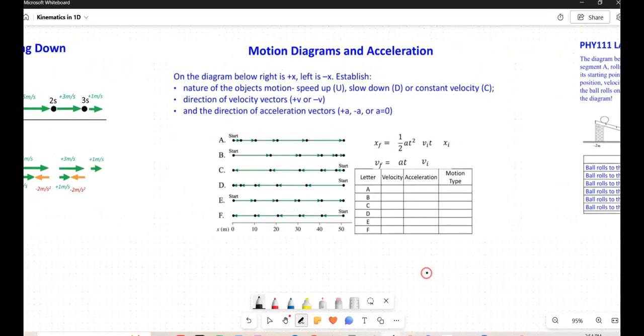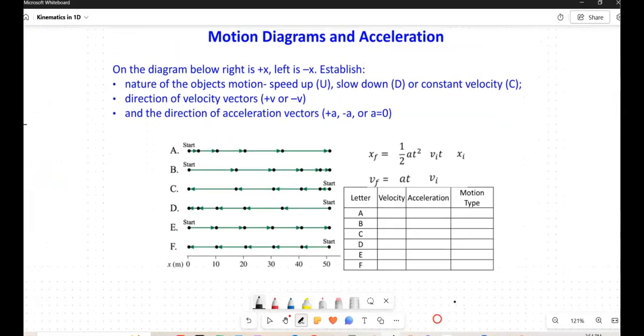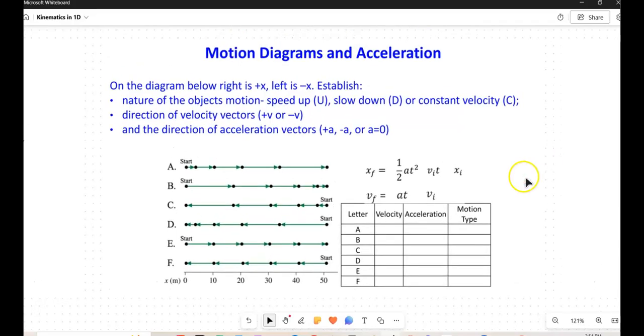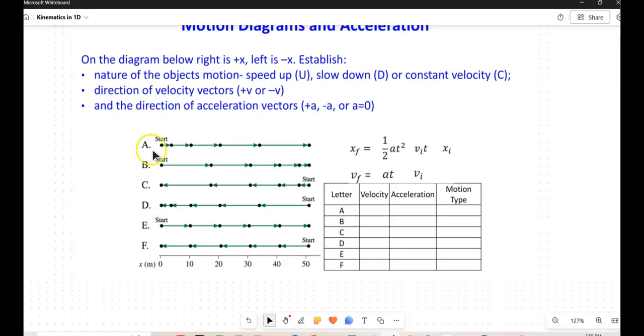Since we learned about motion, let's try seeing if you could spot speeding up and slowing down. Here are 6 motion diagrams, where the starting position is at 0. So this is just regular motion diagrams. In between each dot is 1 second. So for A, you've got 0 seconds, 1 second, 2 seconds, 3 seconds, 4 seconds, and 5 seconds. So each one of these motion diagrams represents 5 seconds of motion.